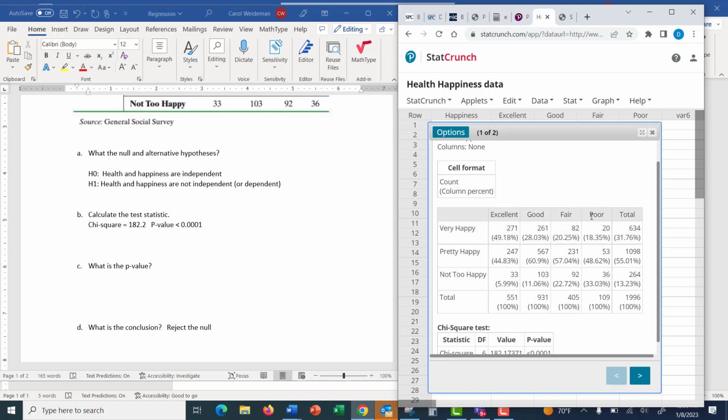Now, again, with a chi-square test of independence, it's one-sided. It's only a right-tailed test. We can only say, if we reject the null, that the two variables are somehow related, but we can't really conclude that one is causing the other or that the relationship is a particular relationship, only that there is a relationship.